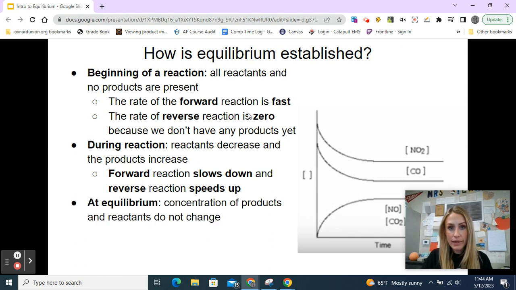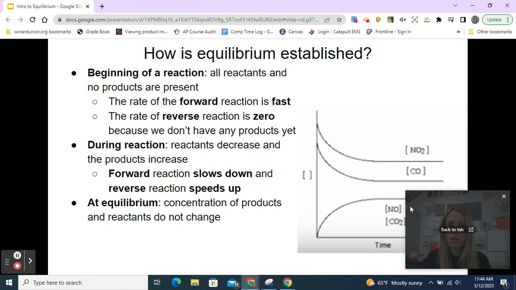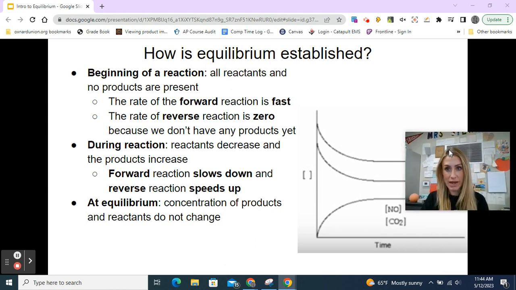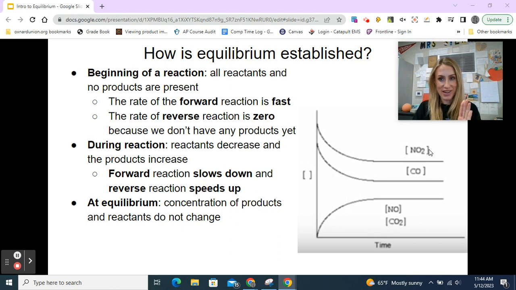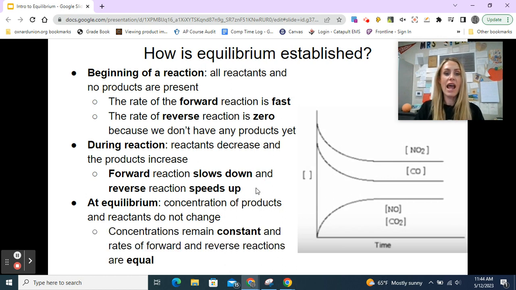Then at equilibrium, this point that we establish, the concentrations of the products and reactants do not change. So this is like our plateau here. Our concentrations are going to be remaining constant. However, they're not the same, and we'll talk about that in a bit. But those concentrations are constant, they're not changing, and that means that the rate of the forward and reverse reactions are going to be equal. So you're forming as much product as you are reactant. So the forward and reverse reaction rates are equal.